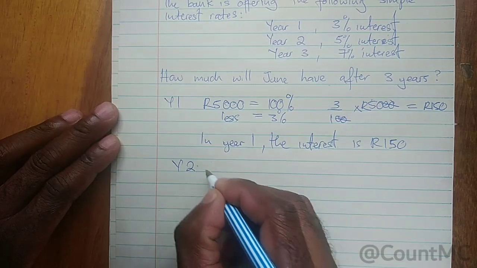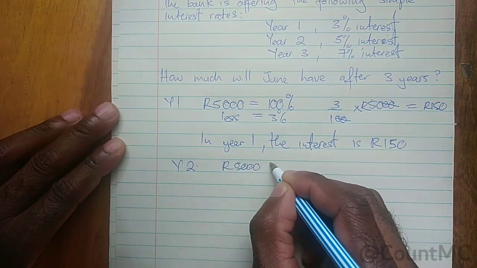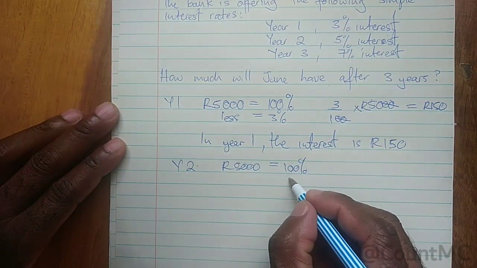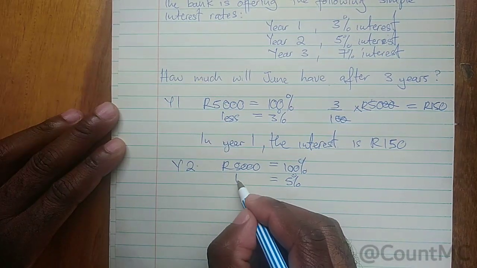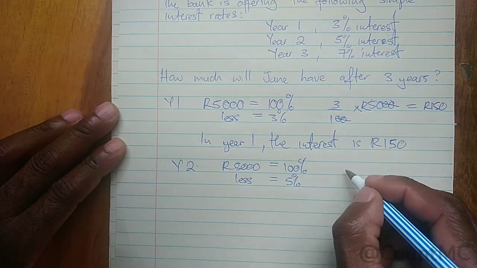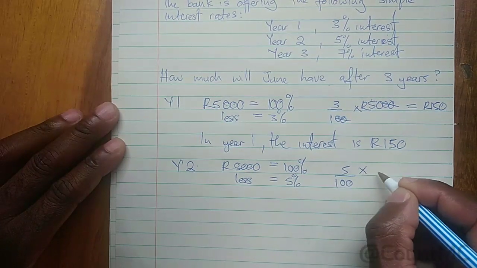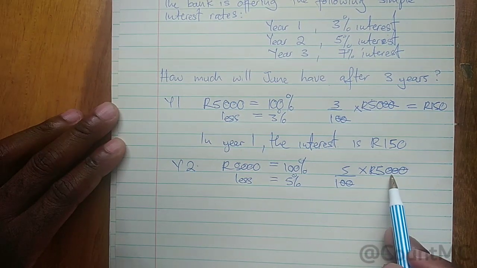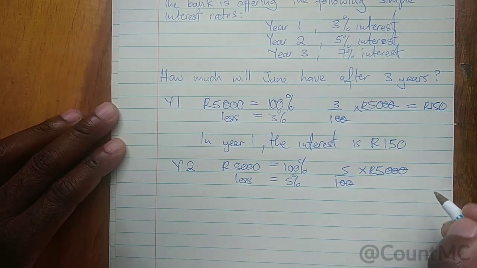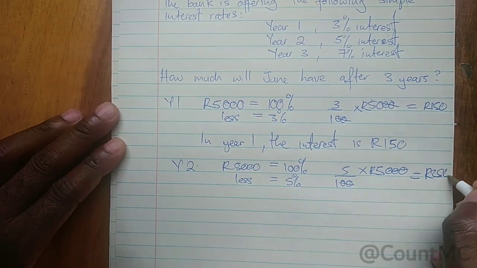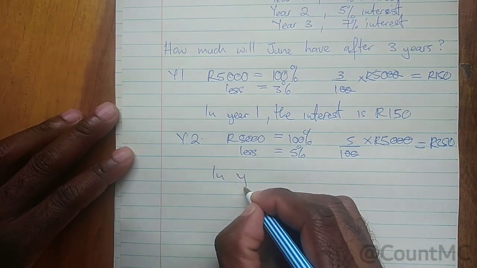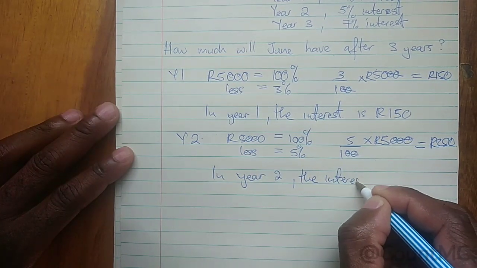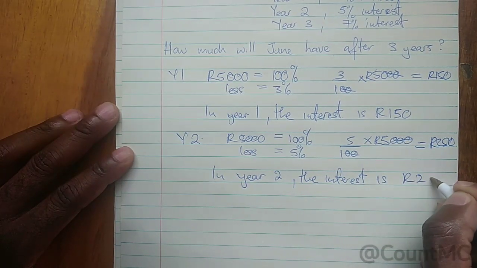Let's see what happened in year 2. This 5,000 rands is the 100%. In year 2, the bank is now offering 5%. Still, 5% is less than 100%. So 5 over 100 of 5,000. 50 times 5 gets 250. So in year 2, the interest that was generated only in year 2 is 250 rand.